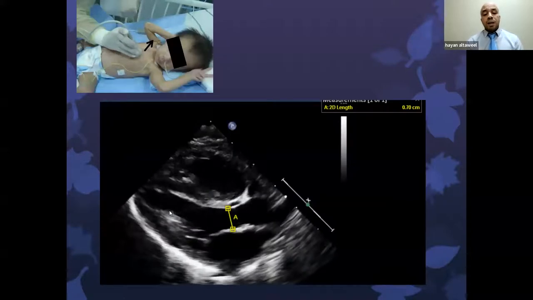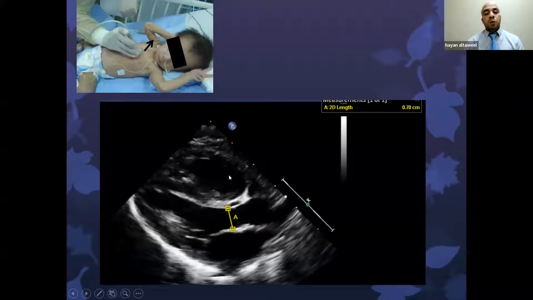We will start with the first factor, to get the diameter of the LVOT. What you need? You will go with the echo probe and put it in the parasternal area, in the second or third intercostal space on the left border of the sternum. And then you will direct your marker towards the right shoulder of the patient.